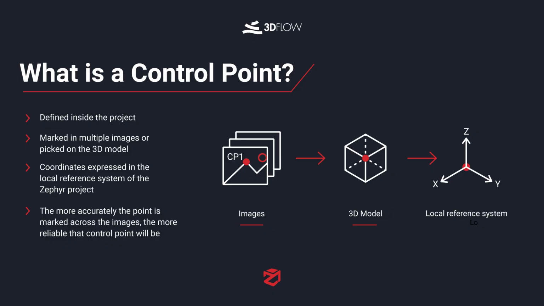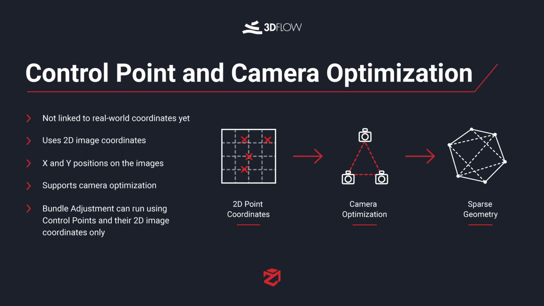A control point is a point defined inside the project, either by marking the same feature across multiple images or by picking a point directly on the 3D model, with coordinates expressed in the local reference system of the Zephyr project. The more accurately a point is marked across the images, the more reliable that control point will be. At this stage, the point may only exist as an image-based reference inside the project, not linked to real-world coordinates.